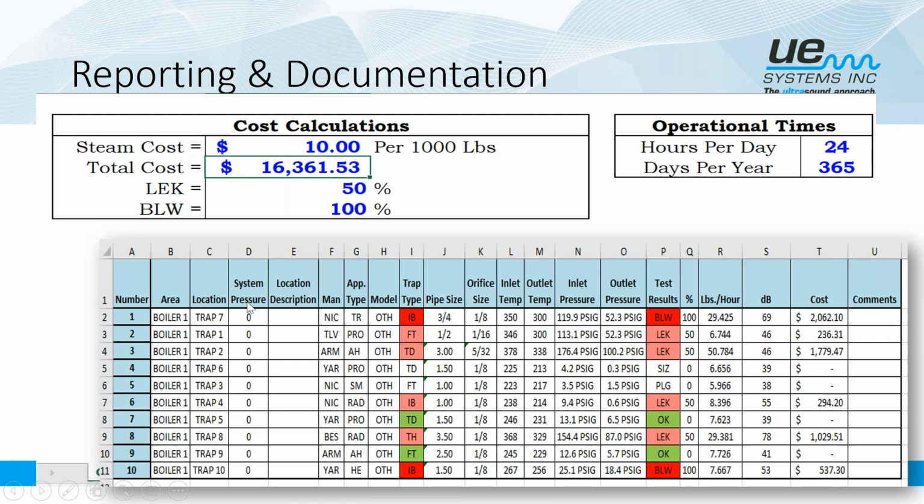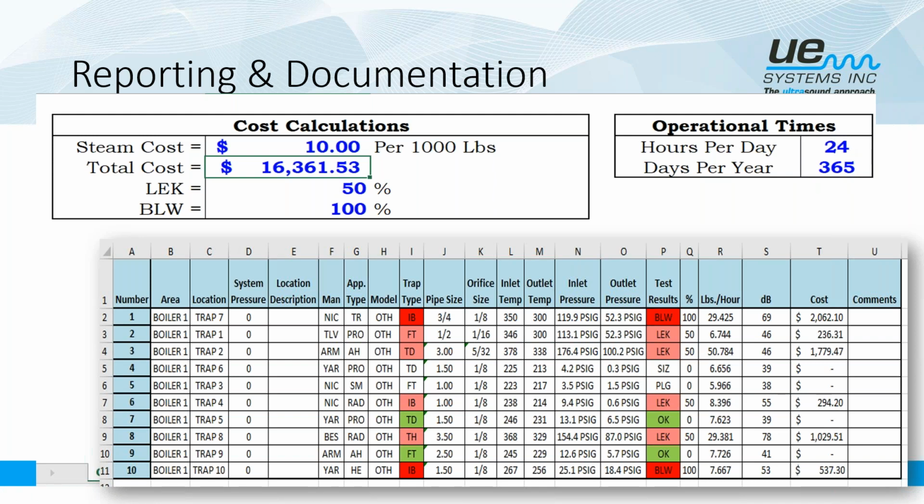So then the cost of steam. Down below this, there's a cost tab in the lower left-hand corner, and that's where we would enter our cost of steam. In this case, it was $10 per 1,000 pounds. So we had a total cost for the traps that were tested of a little over $16,300 per year. So you'll see that operational time over here. The default is 24/7, but you can adjust that.